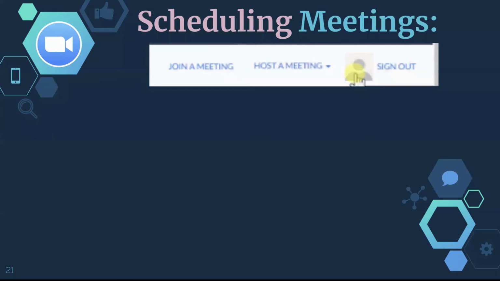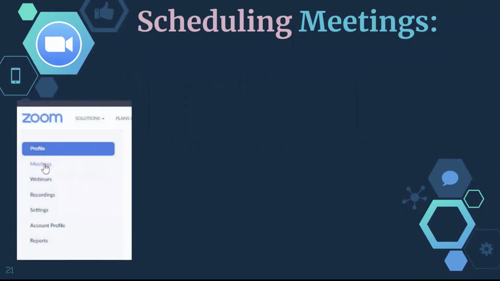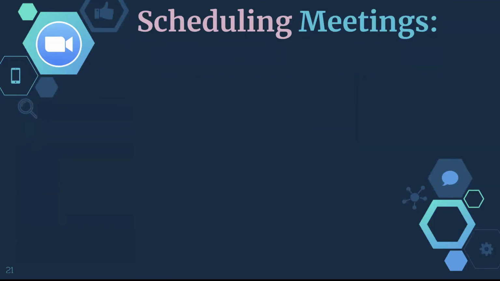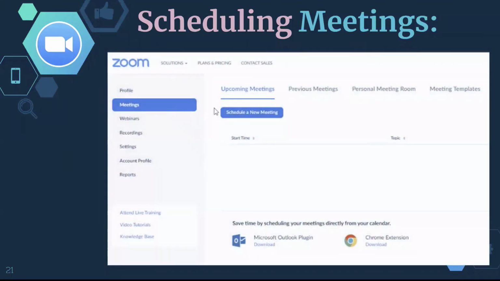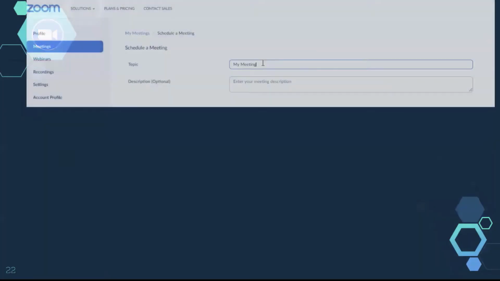To schedule meetings, you'll go to your profile, which, if you click on the little face of yourself, will take you right to your profile. You select meetings, and then you can select schedule a new meeting. From there, it takes you to this nice lengthy page that has a lot of different settings that you can use. So write down the name of the meeting, the description, which is totally optional.